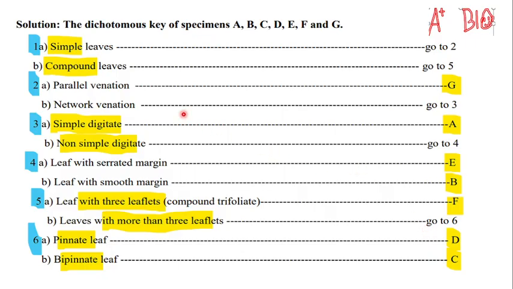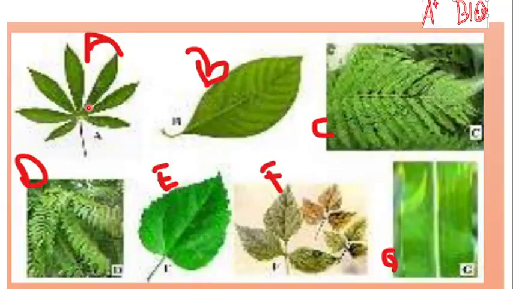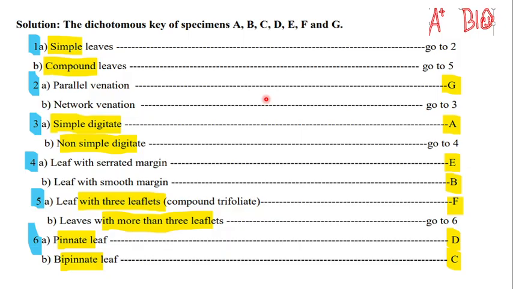You should also say if it is network, their network venation. To say that this one and this are network venation, means you are not able to distinguish the two. You have to go to characteristic number 3. Characteristic number 3, as I told you, is simple digitate or non-digitate. Simple digitate, I told you, is the leaf which looks like fingers on the hand.